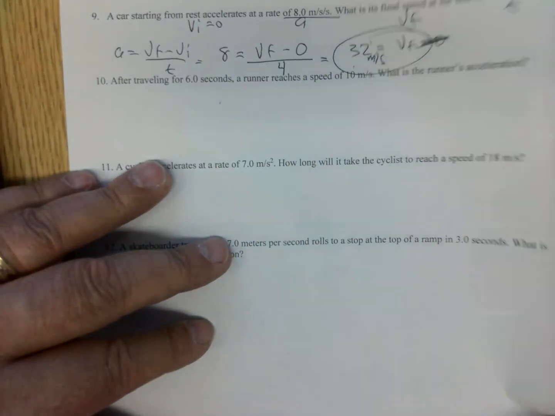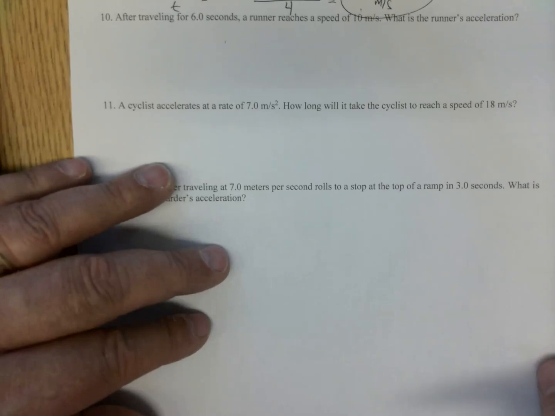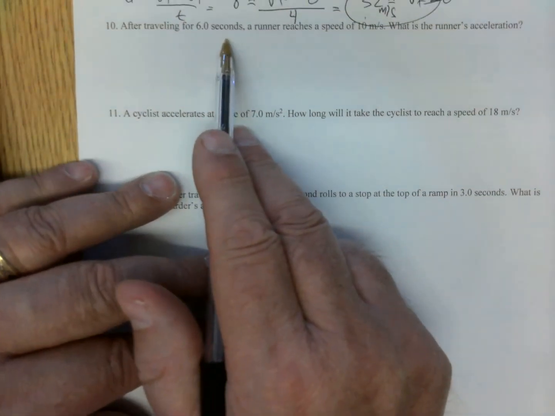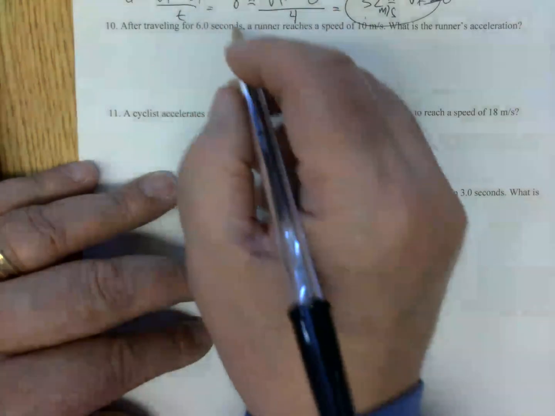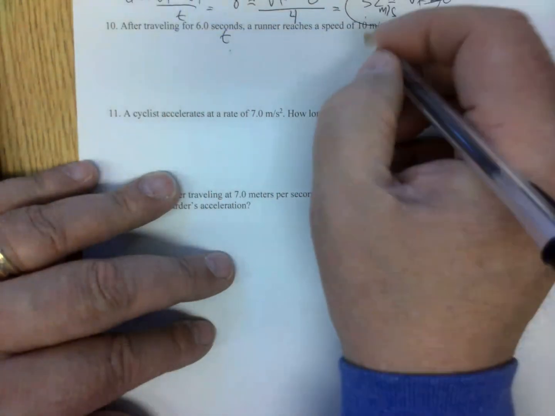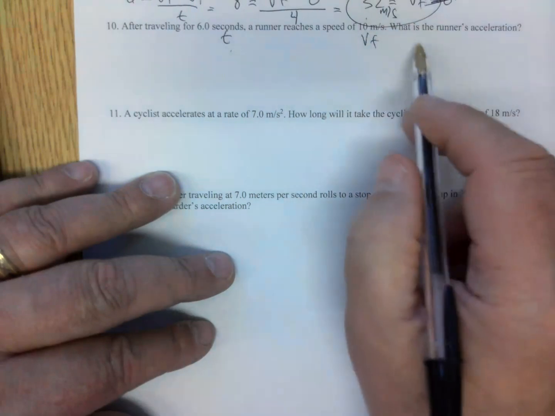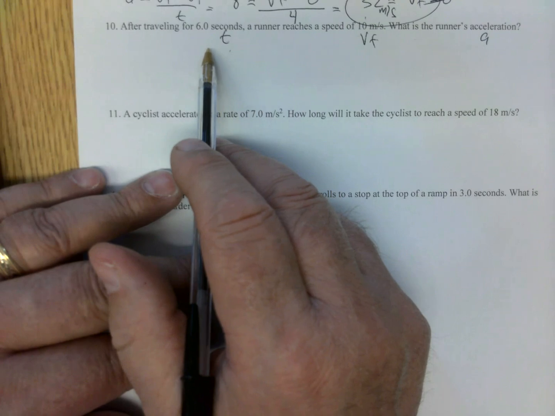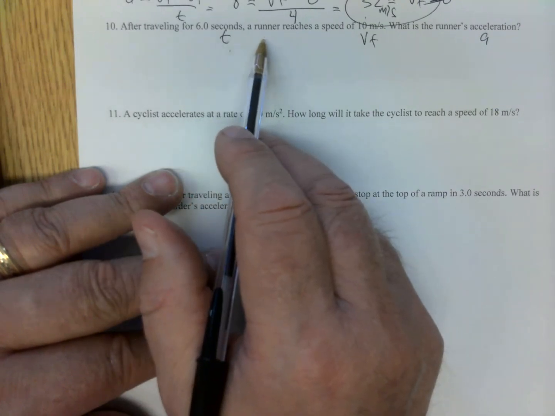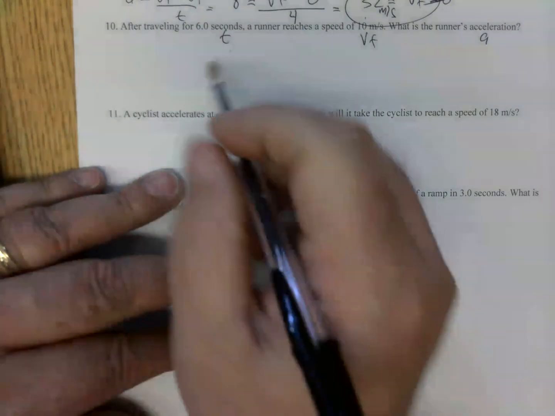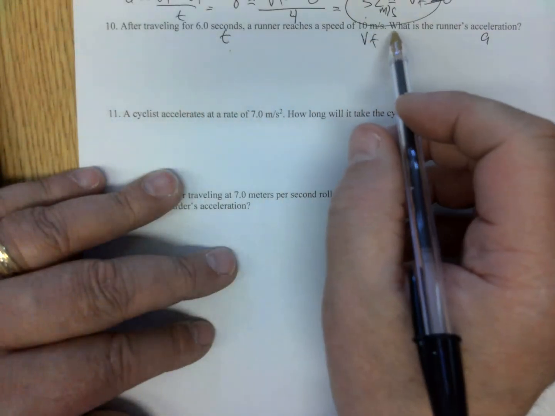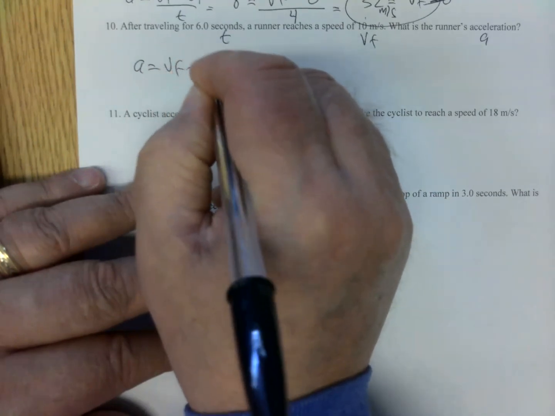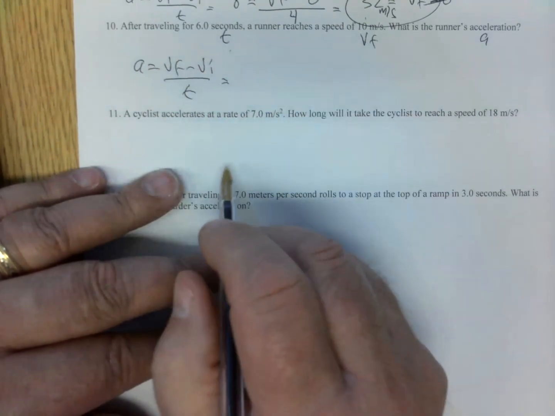Okay, let's keep going. A couple more. After traveling for 6 seconds, a runner reaches the speed of 10 meters per second. So this is our time, right? Runner reaches speed, it's velocity final. What is the runner's acceleration? So then it doesn't really give us a starting speed, but we have to kind of assume that it's starting from rest. Okay. So then we're going to say a equals v of f minus v of i over time.